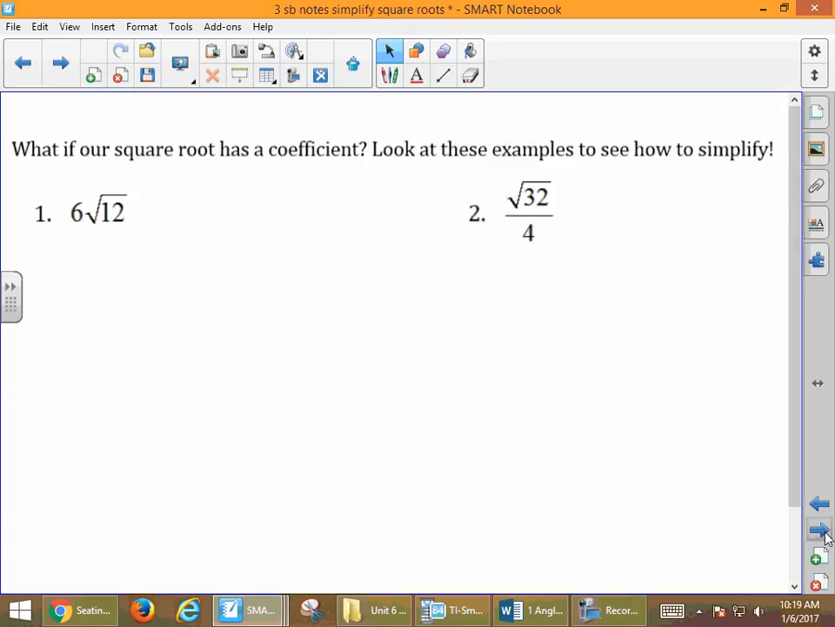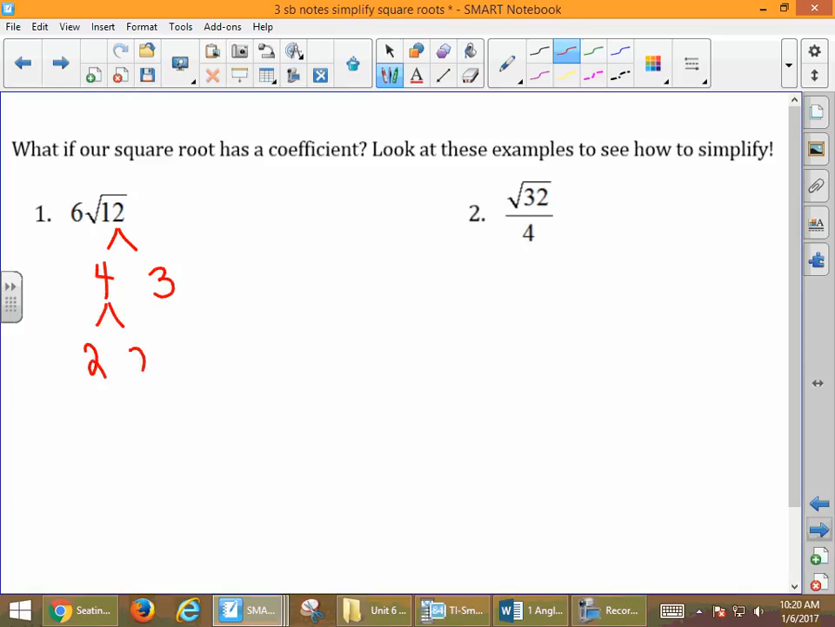Because as we look here on the back, well, what if our square root has a coefficient? Well, that's okay. Coefficient is a number out in front of there. When we look at this, we're still going to simplify. And 12 can be broken down into 4 times 3 and 2 times 2 times 3. We need 2 of the same value to take out 1. So we get 2 radical 3.